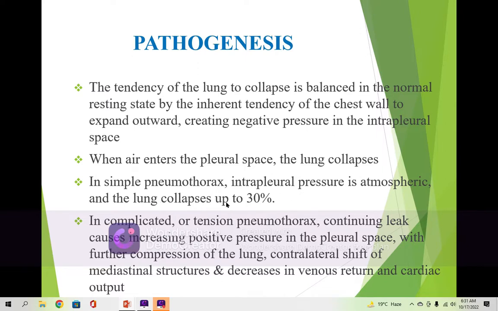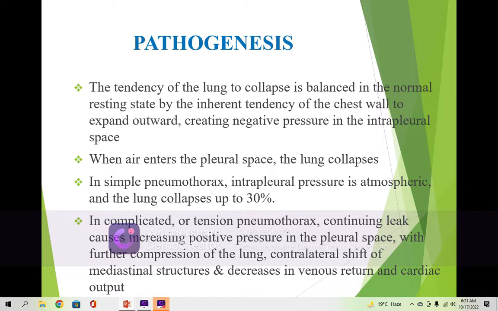And more than that is definitely pathological and more important. To me, less than 30% is a small pneumothorax, and more than 30% is a large pneumothorax. In complicated cases, what is called a tension pneumothorax is an important one.